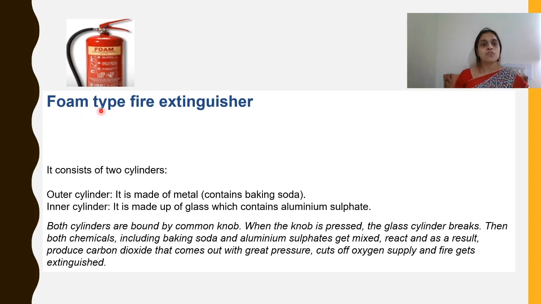The second type is the foam type fire extinguisher. It contains two cylinders. Again, the outer one is made of metal, which contains baking soda. The inner cylinder is made of glass, but here it contains aluminium sulfate. Both cylinders are again bound by a common knob. When the knob is pressed, the glass cylinder breaks, then both chemicals, baking soda and aluminium sulfate, react. As a result, carbon dioxide gas is liberated with great pressure, and this cuts off the oxygen supply and the fire gets extinguished.